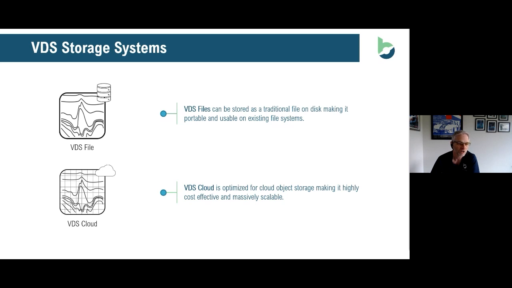VDS Cloud has been optimized to use cloud object storage, such as Azure Blob Storage, making it highly cost-effective and massively scalable for cloud digital transformations. The beauty of both of these formats is they're all accessed through an identical API. Just how you connect to them changes.